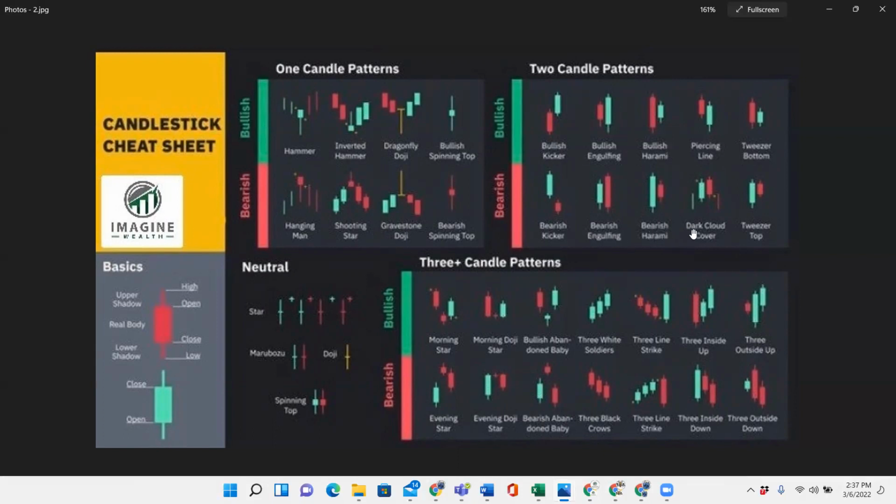Another bearish candle. We have the dark cloud cover. We have the twister top. So these would be the bearish ones, means that the sellers are in control. Over here, the buyers are in control, the sellers over here.